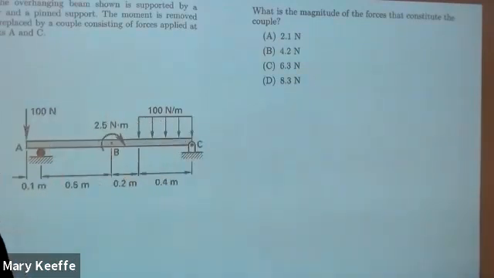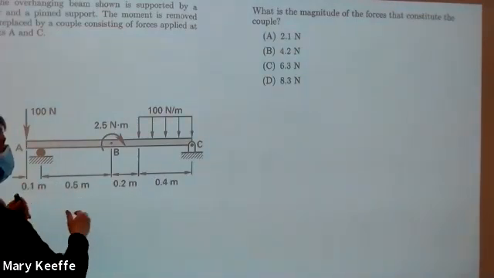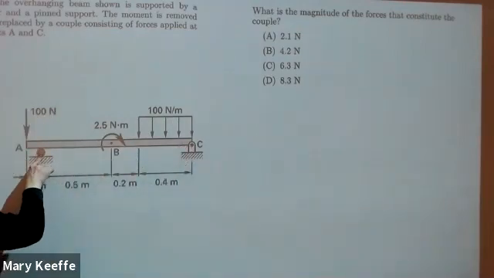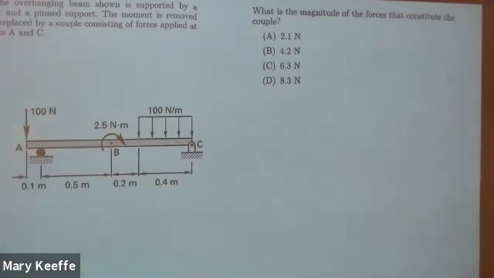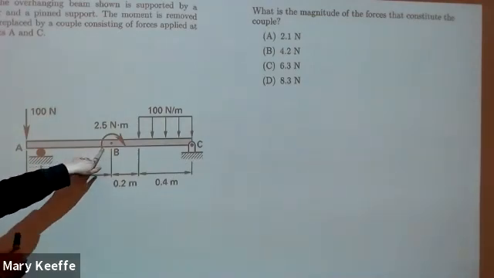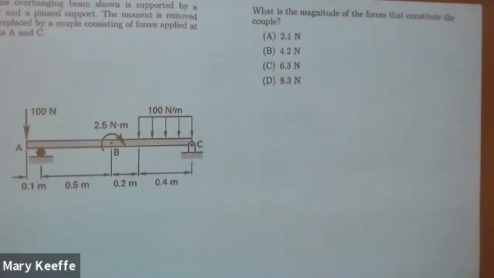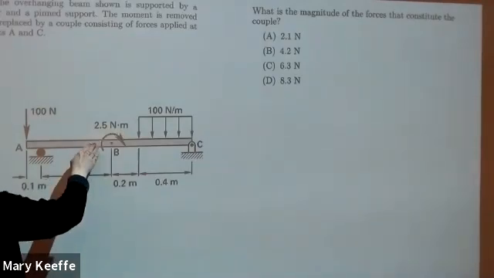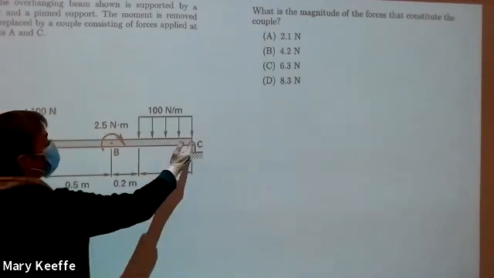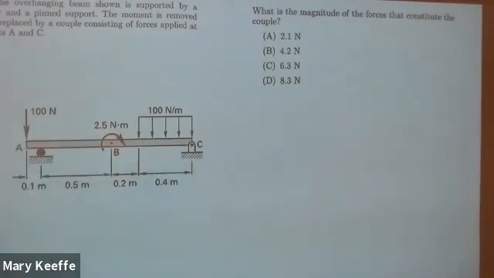Okay, so this one, we have an overhanging beam. It's overhanging because we've got the hinge down here, roller here, and we've got a bit that's hanging off the roller. And it said the moment is removed, so this 2.5 Newton meters is removed, and it's replaced by a couple consisting of forces applied at points A and C. Okay, so I'm going to pull this off, and I'm going to put a force here and a force here. And I want to know what the magnitude of the forces are that constitute that force couple.